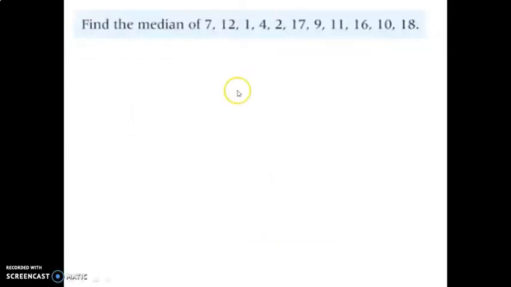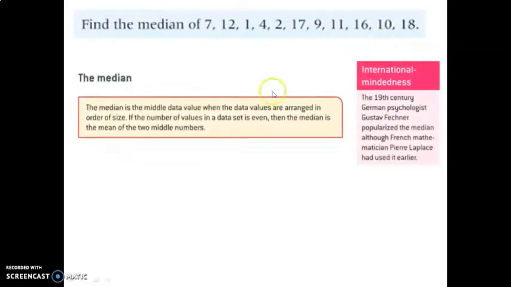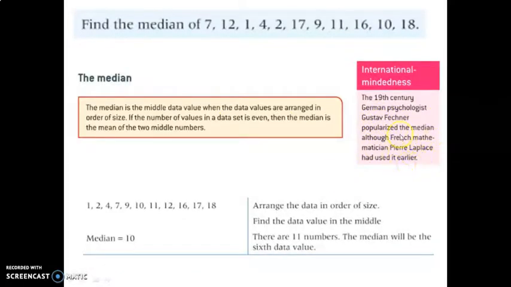All right, next one here. Now we're talking about median. Remember, median means the middle value. Look at those. We're going to reorder them. The median, again, is the middle value when you reorder numbers. The median was developed in the 19th century by German psychologist Gustav Fechner. Okay, all right. And then later used by Pierre Laplace and of course many others.